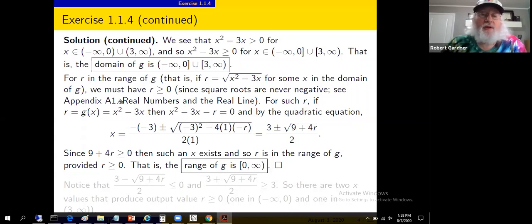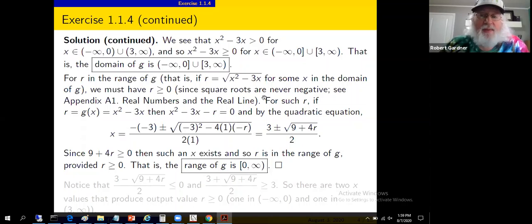Please read Appendix A1. Square roots. The square root symbol represents the non-negative square root. So when you write square root of something, you're not getting the negatives out. You're getting the positive square root out. That's just what the symbols mean. So what's coming out of this function g? Well, it's square root of something or other. So when you get things out of the function, they will be non-negative things, because the square root symbol always gives you a non-negative square root.